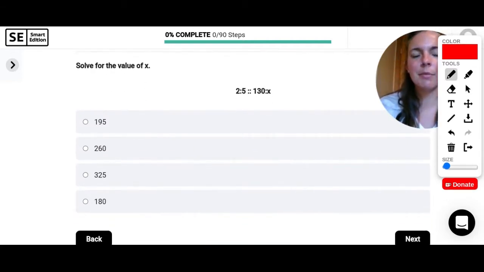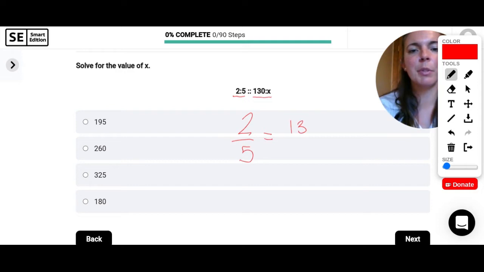Okay, let's solve this ratio. So what this is saying is that 2 to 5 is the same as 130 to x. So I can set up a proportion with these ratios. So turn them into fractions. So 2 over 5 is going to be equal to 130 over x.